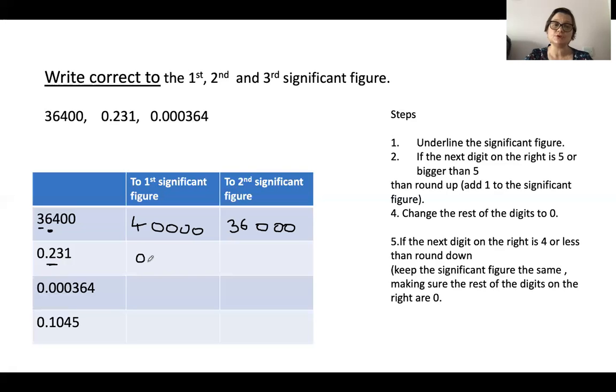So we have 0.2, less than 5. So 3 and 1 becomes 0, 0. You can simply leave it as 0.2. That is not a problem.